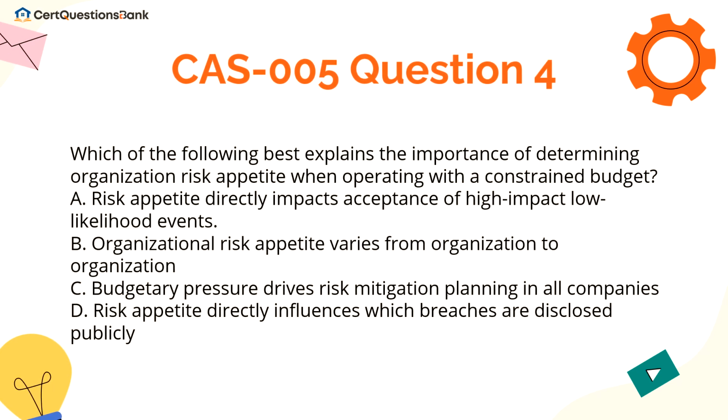Which of the following best explains the importance of determining organization risk appetite when operating with a constrained budget? A. Risk appetite directly impacts acceptance of high-impact low-likelihood events. B. Organizational risk appetite varies from organization to organization. C. Budgetary pressure drives risk mitigation planning in all companies. D. Risk appetite directly influences which breaches are disclosed publicly.